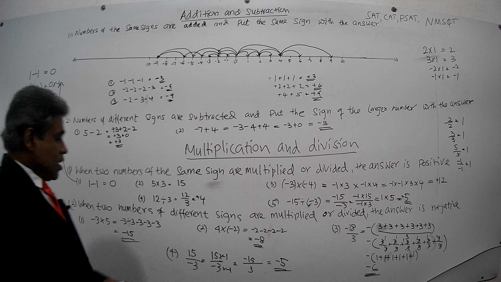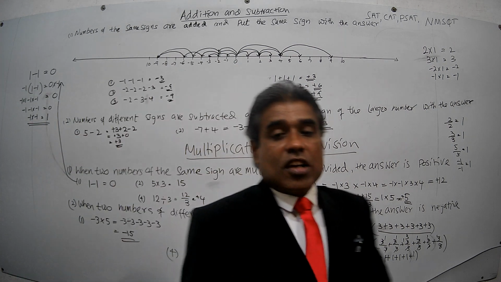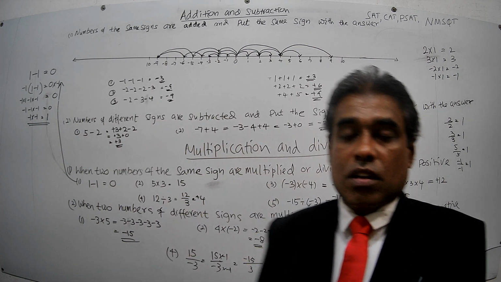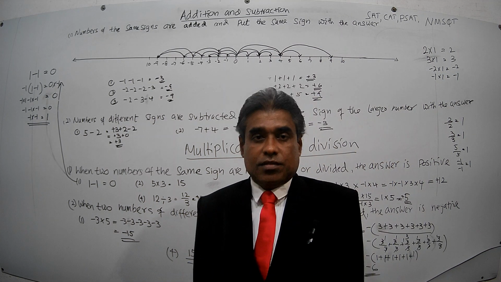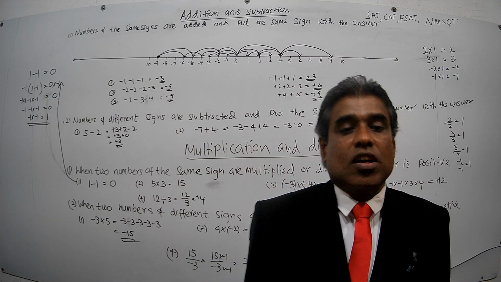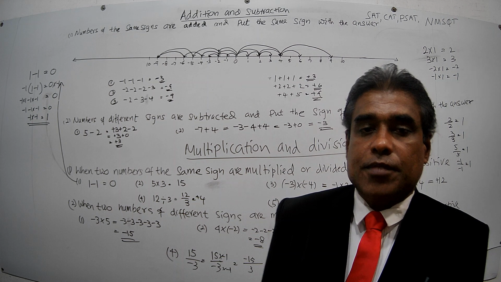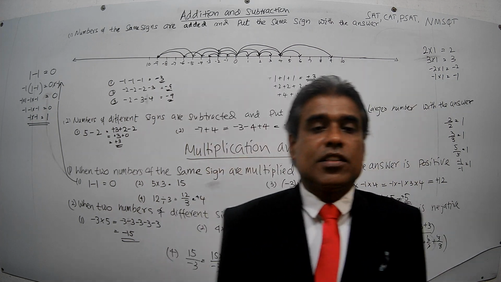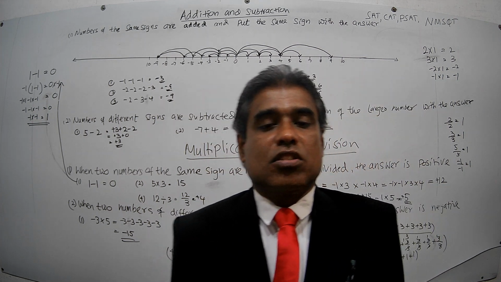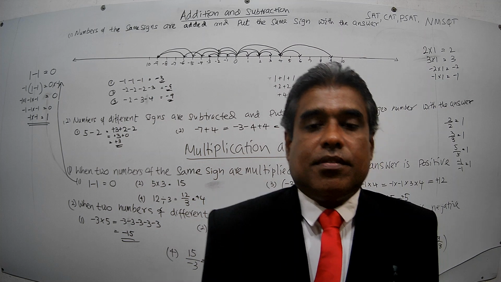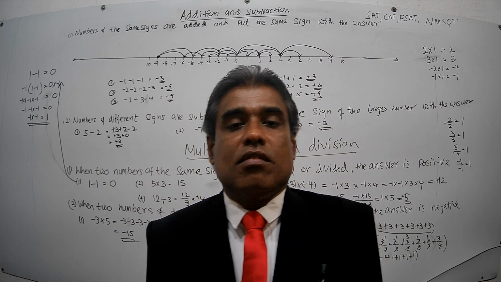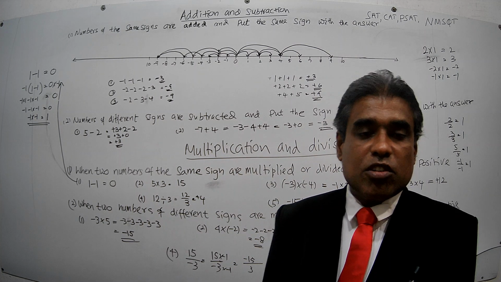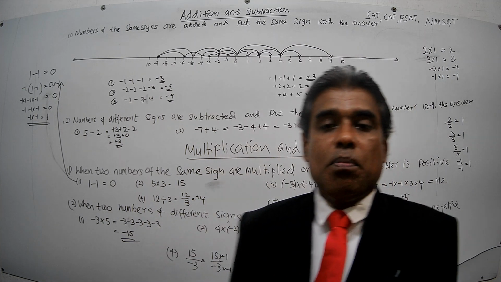Now this is how you prove these rules of operations of directed numbers. I think you understood. If you haven't understood, comment in the comment section and let me know what the problems are. Then I will explain those problems in a new video.